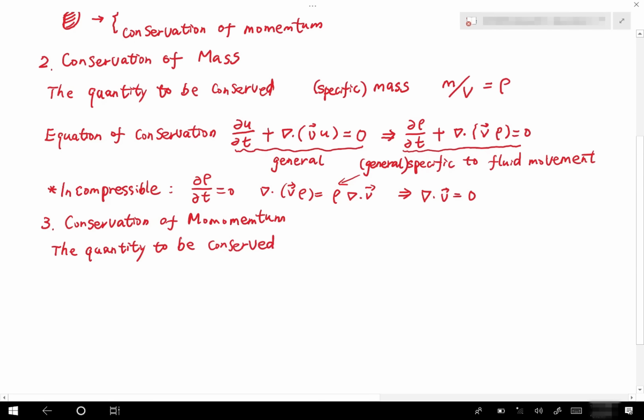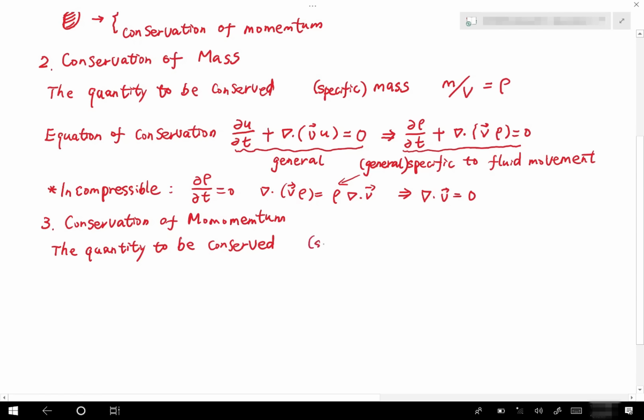So take a guess. What is the quantity to be conserved for momentum? Think about it. And for mass, we have specific mass. What about for momentum? Yeah, momentum per unit of volume, that's it. What is momentum again? You guys still remember? This is high school physics, right? So what's the equation for momentum? What's the definition of it? If my mass is m, my velocity is v, what is my momentum if I move?